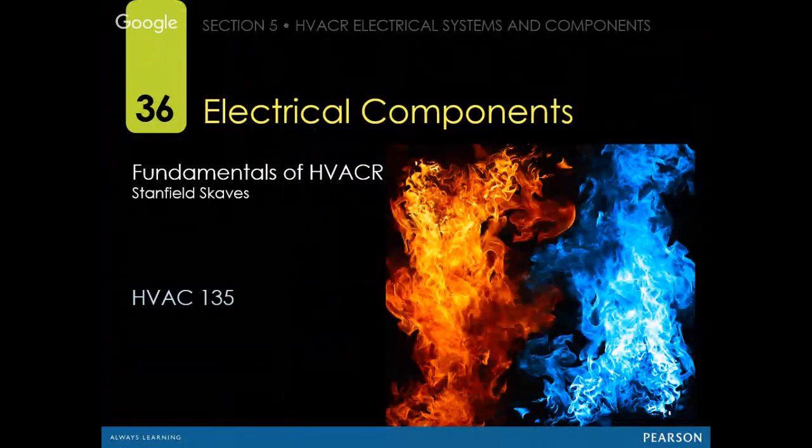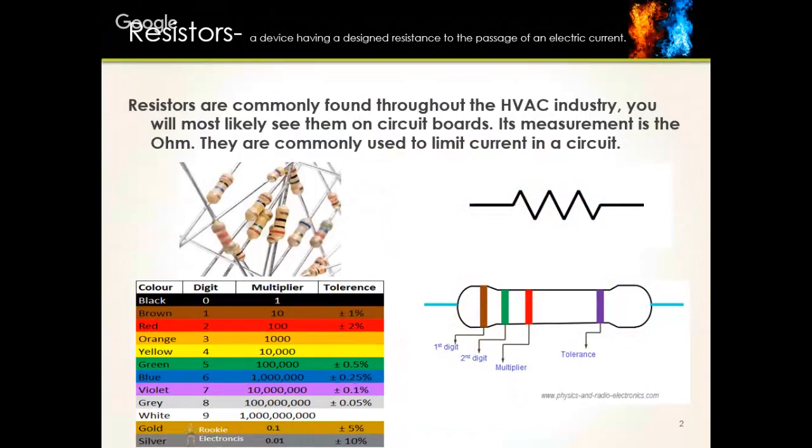So the resistor. These guys are a device having resistance to the passage of electric current. Resistors are commonly found throughout the HVAC industry. You will most likely see them on your circuit boards. Its measurement is the ohm, and they're commonly used to limit current in a circuit.